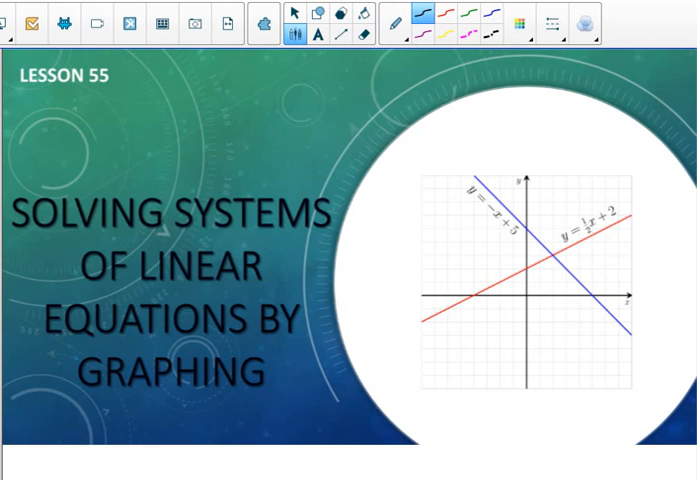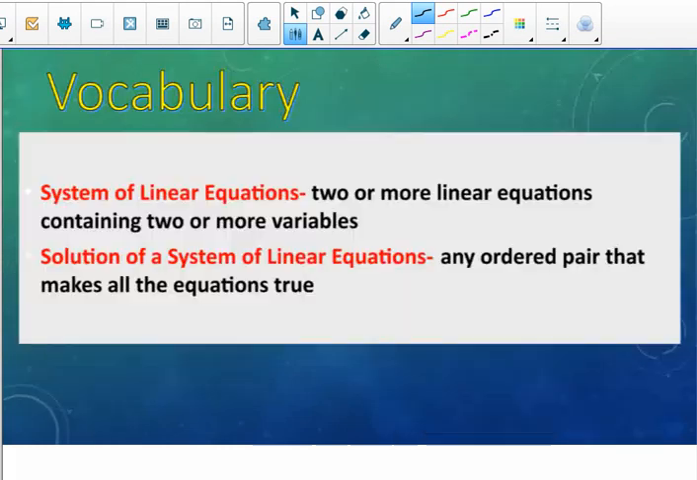Lesson 55, solving systems of linear equations by graphing. Some vocabulary words first. A system of linear equations is just two or more linear equations containing two or more variables. And then we have a solution of a system of linear equations, just any ordered pair that makes all equations true.